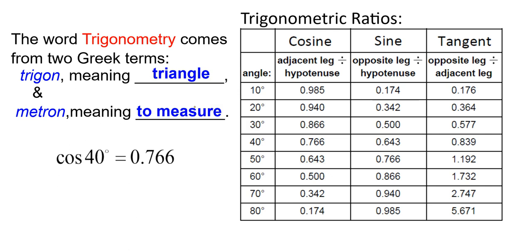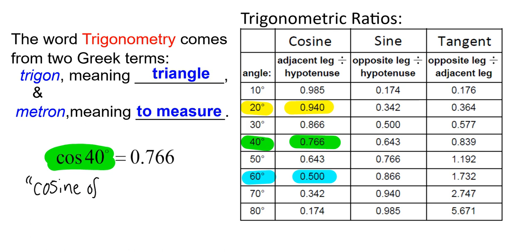Now, the cosine ratio is dependent on the angle. So you could talk about it for a 20-degree angle and it will have one value. Or for a 60-degree angle, that cosine will have a different value. Cosine of 40 degrees has a value of 0.766. So we usually talk about them with angles. So we would say the cosine of 40 degrees. So this in words is cosine of 40 degrees. And then we would say what it's equal to. So in this case, the cosine of 40 degrees is equal to 0.766.